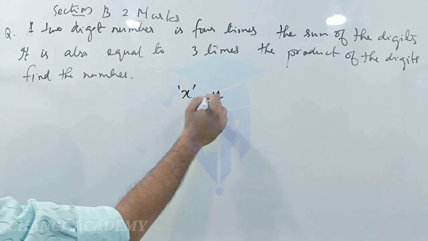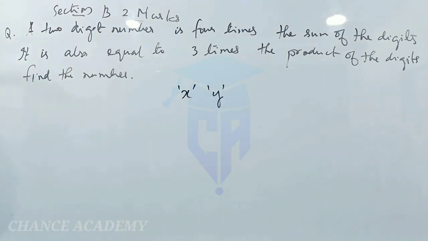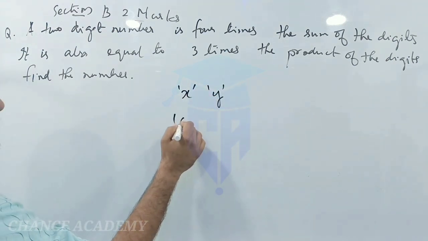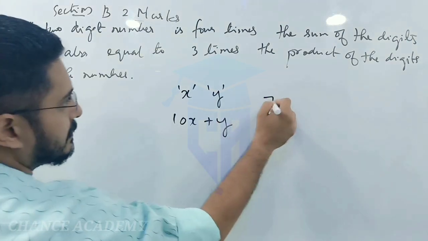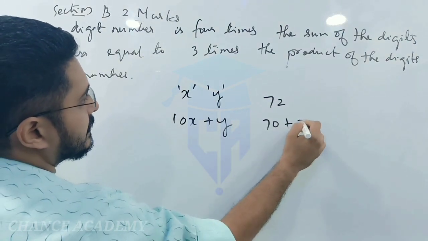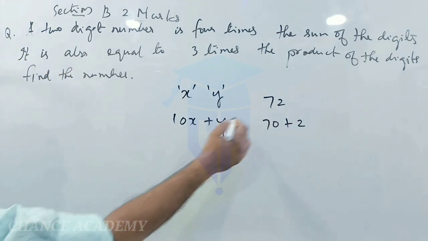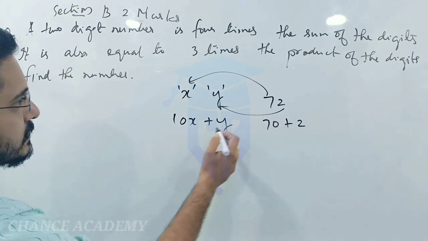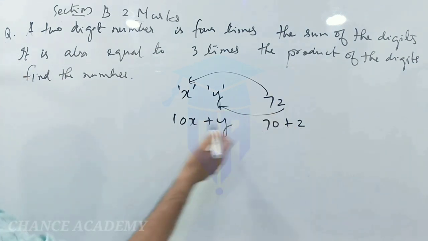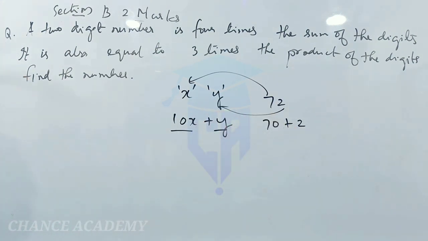Let x be the digit in the tens place and y be the digit in the ones place. So 10x plus y will give you the number. For example, if it is 72, it can be written as 70 plus 2. The same way, since 7 is in x's place and 2 in y's place, 72 can be written as 70 plus 2 in this order.